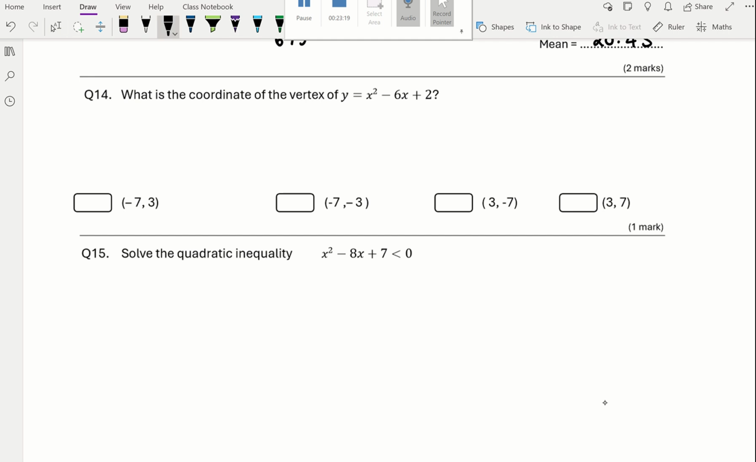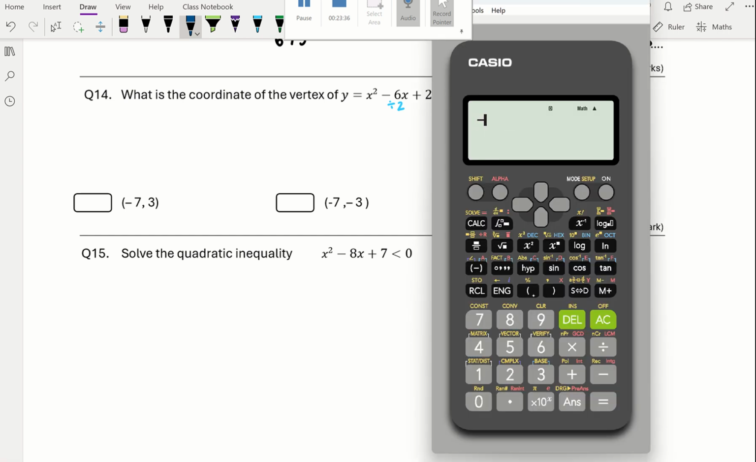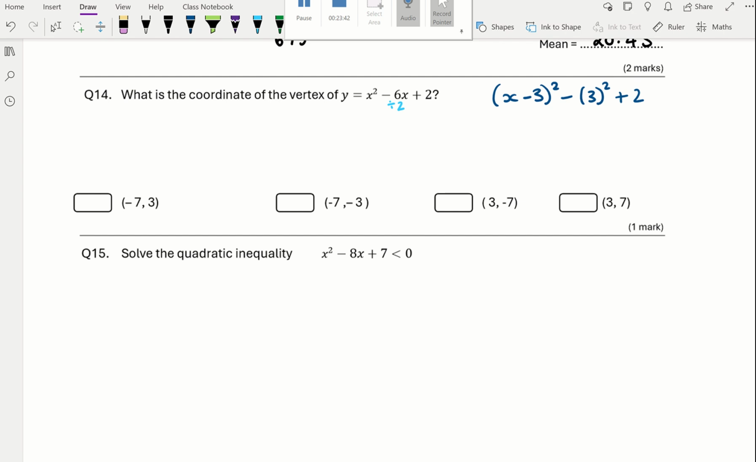So if we complete the square, divide by 2. So this is x minus 3 squared minus 3 squared plus 2. Now, again, get your calculator and put minus 3 squared plus 2, which gives you negative 7. So this is x minus 3 squared minus 7. This is the opposite, so this gives me a positive 3. This stays the same. So it is a positive 3 minus 7.